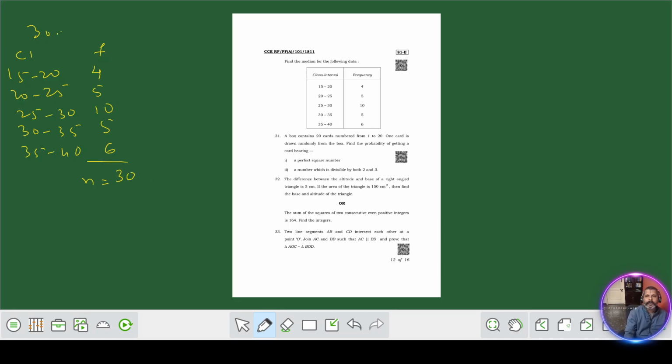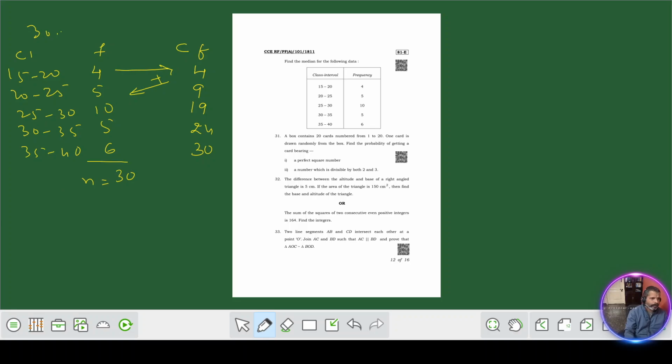How do you find median? For that we have to calculate the cumulative frequency, and the median class we have to find where n by 2 lies. You know the concept. So how do you find cumulative frequency? First frequency you write as it is, then keep adding. 4 plus 5, 9. 9 plus 10, 19. 19 plus 5, 24. 24 plus 6, 30. This is the cumulative frequency.